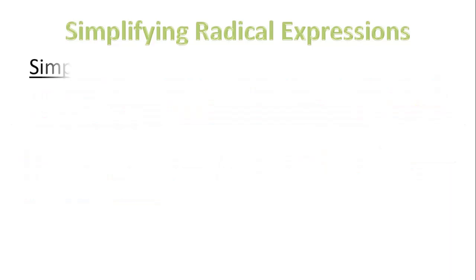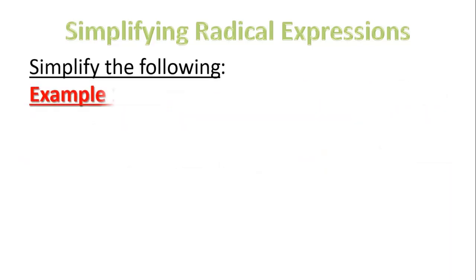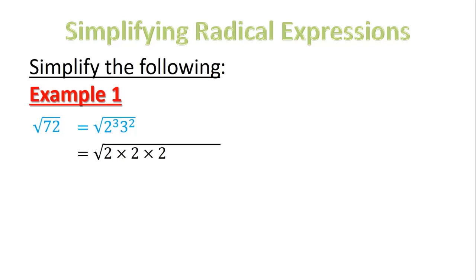But let's get going with our examples. Simplify the following, and our first example, the square root of 72. First thing we do is we write that as a product of its primes, and so that equals the square root of 2 cubed 3 squared. Next step, we expand it fully, so that equals 2 cubed is 2 times 2 times 2. 3 squared is 3 times 3. And now we've expanded it fully.